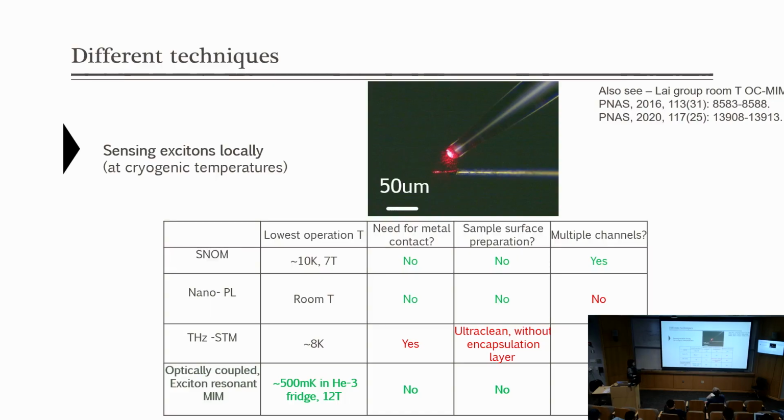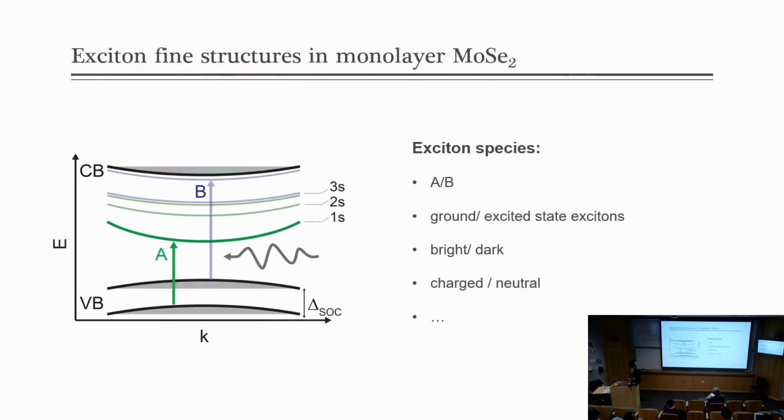And also we don't need any metal contact or specific sample surface preparation because of the non-invasive characteristic of microwave measurements. So with this technique in hand, we can talk about what the excitonic features are in monolayer molybdenite. So this is an example.